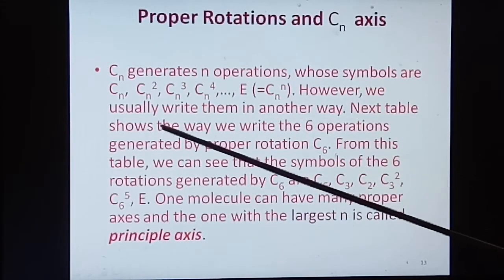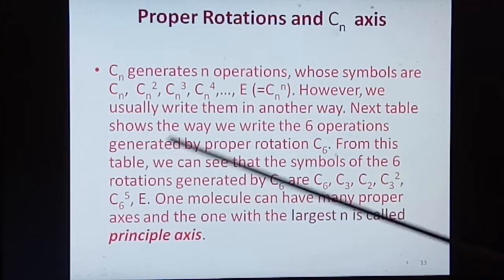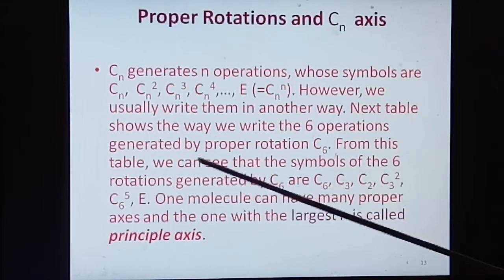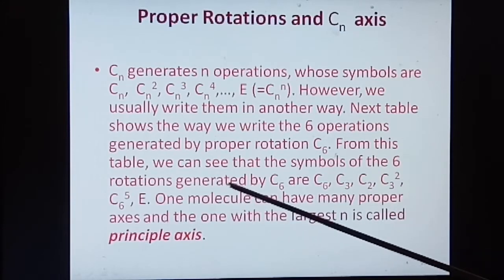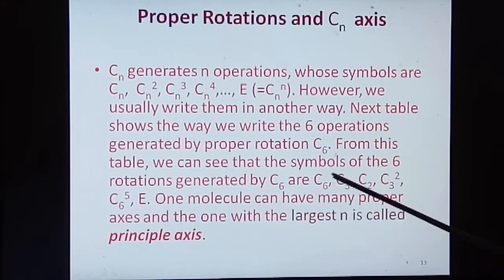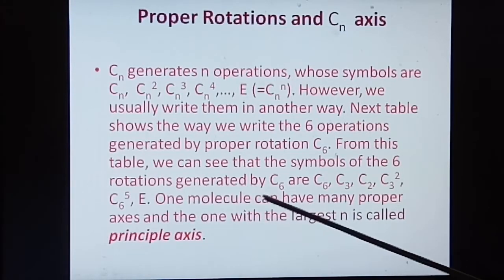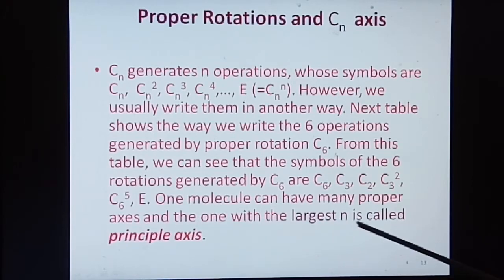The next table shows the way we write the six operations generated by the proper rotation C6. From this table, we can see that the symbols of the six rotations generated by C6 are C6, C3, C2, C3^2, C6^5 and E. One molecule can have many proper axes, and the one with the largest n is called the principal axis.